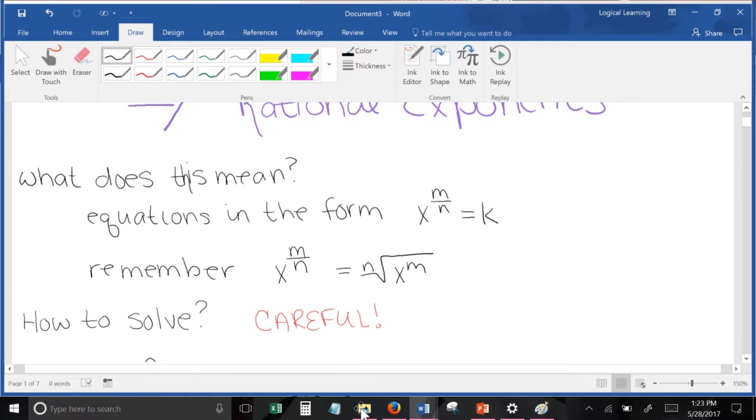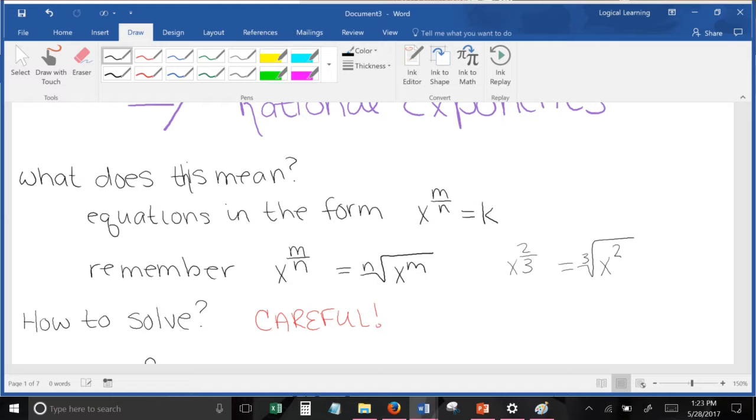So as we can see here, this is our equation in the form x to the m over n is equal to k. And we want to remember that x to the m over n is really just x to the m, and that's to the nth root. So if we had something like x to the 2/3, that's the same thing as x squared and the cubed root of that. So how do we solve these?